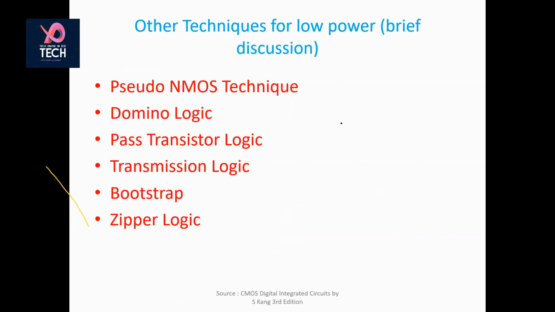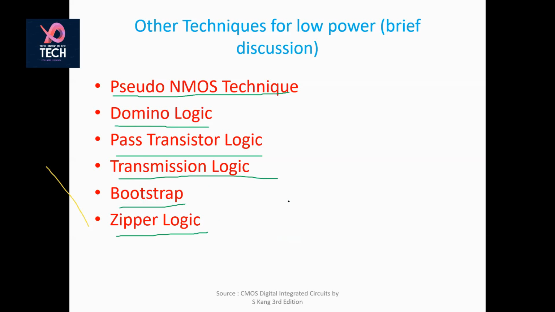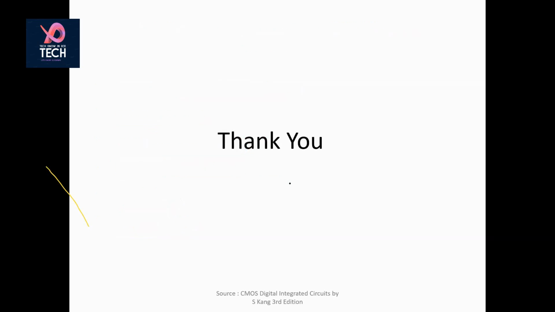So for that, we have different approaches. We will not be discussing in this particular course, but if you're interested, we can discuss in the later portion. So this is pseudo NMOS technique, domino logic, pass transistor logic, transmission logic, bootstrap logic, and zipper logic. So these are the certain techniques by which you can reduce the number of transistors, although they are having some advantages or disadvantages, which can be dependent upon the type of application for which you are actually designing your devices.